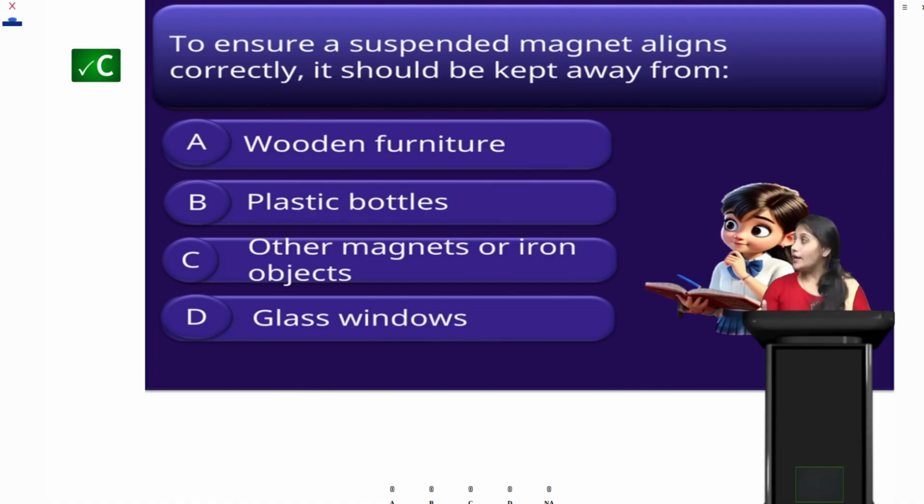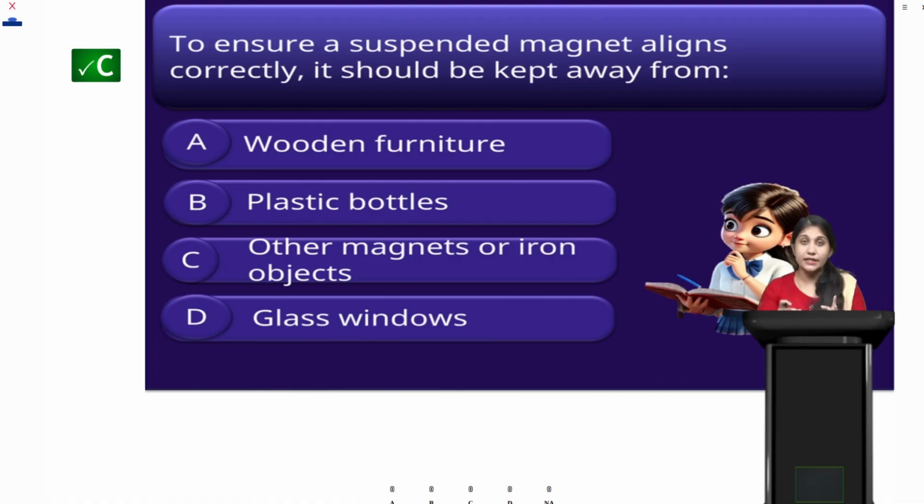So let me discuss the question with you. To ensure a suspended magnet aligns correctly, each should be kept away from wooden furniture, because a magnet will not get attracted to the wooden furniture. Plastic bottles, even the magnet will not get attracted to the plastic bottles. Other magnets or iron objects, yes, the magnets will get attracted to the other magnets or iron objects. If a magnet gets attracted towards other magnets or iron objects, it will change its direction.